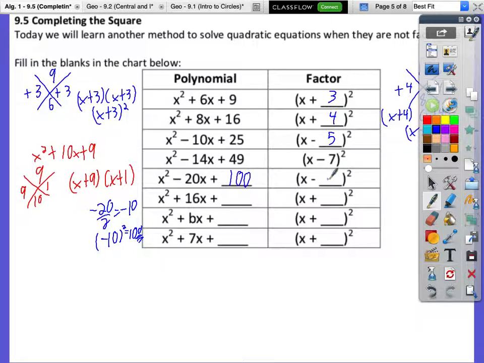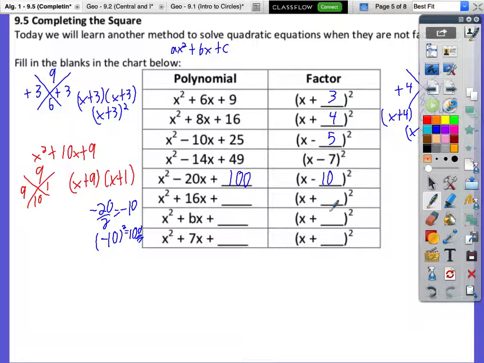And so what's going to go in this parenthesis? It's a negative 10, right? So is that the same number before we squared it? Okay. So we took half of the b term, because remember, polynomial, ax squared plus bx plus c for a quadratic, right? We took half of the b term, and that ended up being in the parenthesis, or the square root of this c term ended up being in the parenthesis with the sign of b.